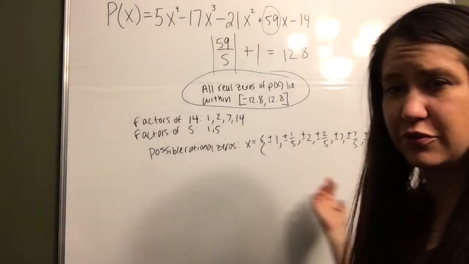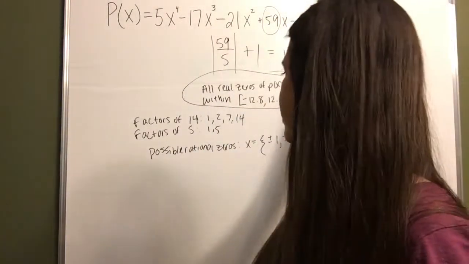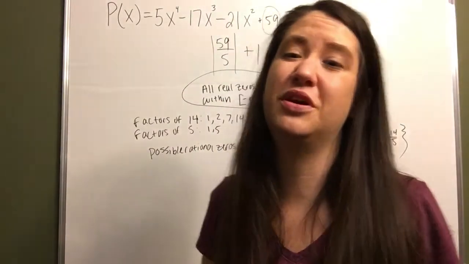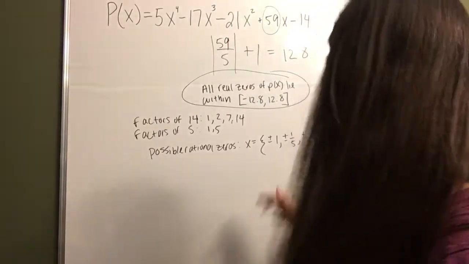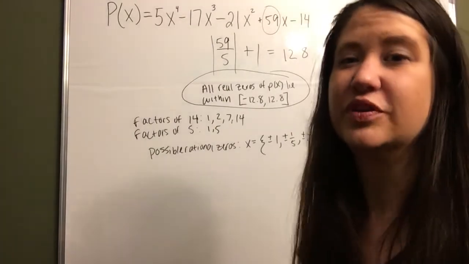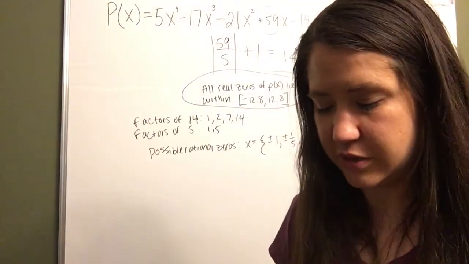And what you would look for, if you divided our polynomial by these with synthetic division, you'd want to figure out which one had a remainder of 0. That'd be a lot of work though, potentially, right? Unless you got really lucky. So I'm not going to make you do that.